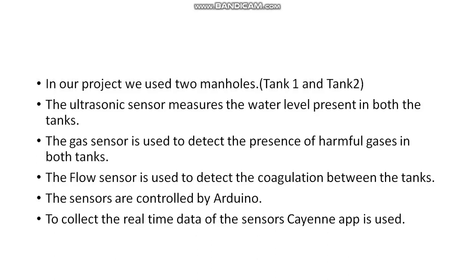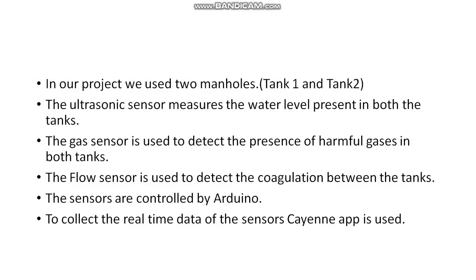In our project, we have used two manholes. The ultrasonic sensor measures the water level present in both the tanks. The gas sensor is used to detect the presence of harmful gases in both the tanks. The flow sensor is used to detect the blockage between the tanks. The sensors are controlled by the Arduino.